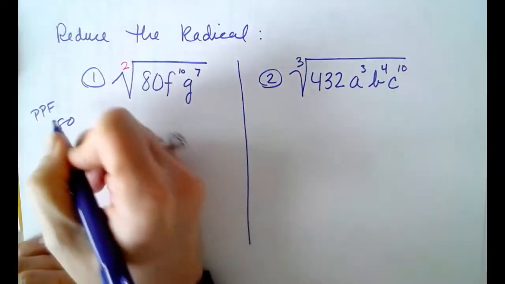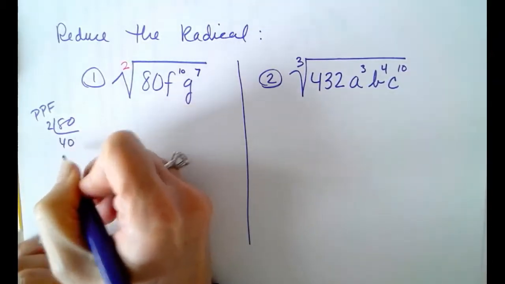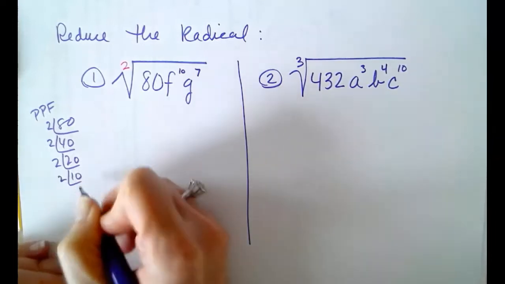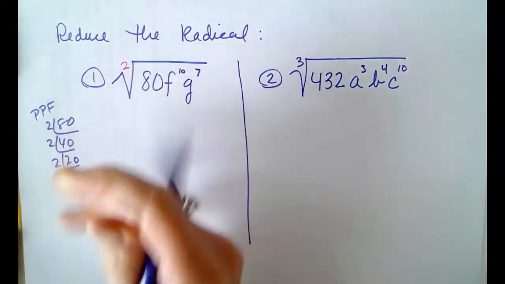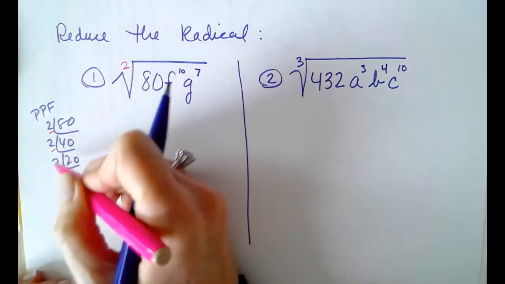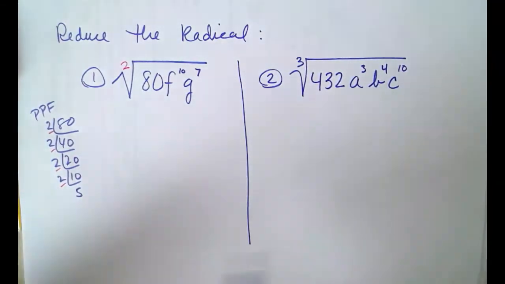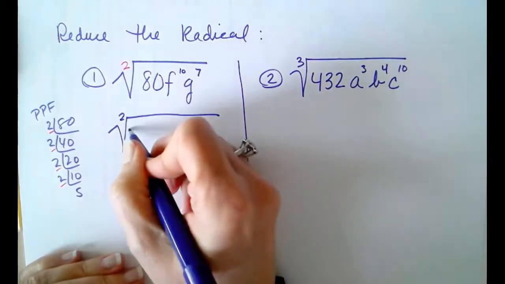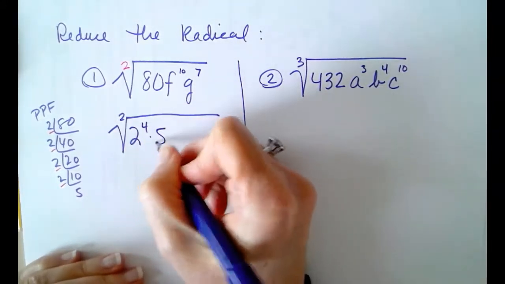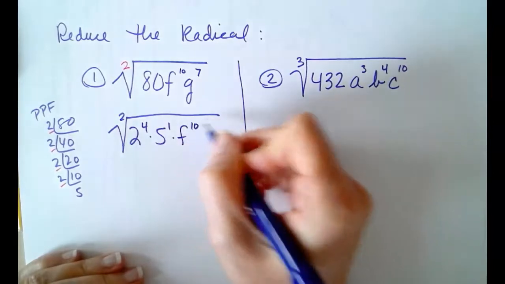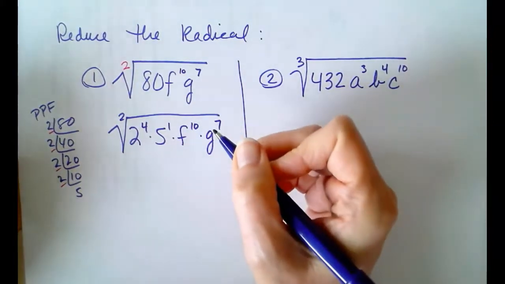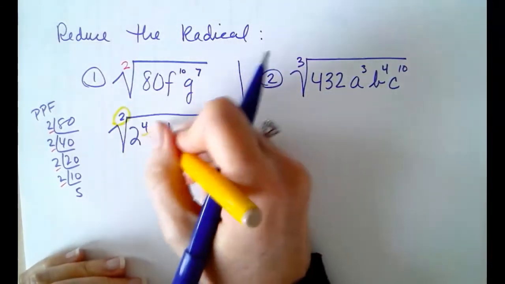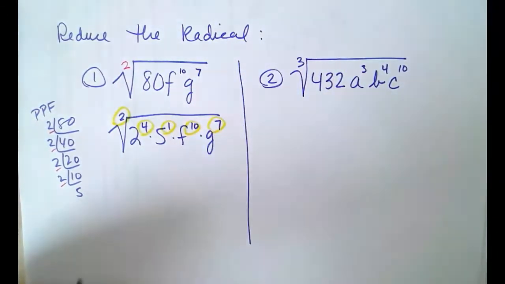So here is 80. 80 divided by 2 is 40. 40 divided by 2 is 20. Divided by 2 is 10. Divided by 2 is 5. So we have 1, 2, 3, 4 powers of 2 and 1 power of 5. So the square root of 2 to the 4th, 5 to the 1st, f to the 10th, g to the 7th. From there, we are going to compare the index with all of those powers.